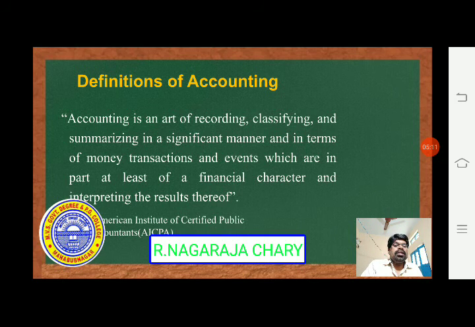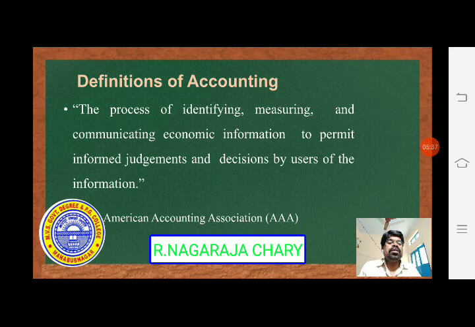After recording we have to classify, after that we have to summarize, after that we have to take decisions. All the activities are regarding money transactions only, not non-monetary transactions. That is why the definition gives us that information. This definition is given by the American Institute of Certified Public Accountants. Let us see one more definition.